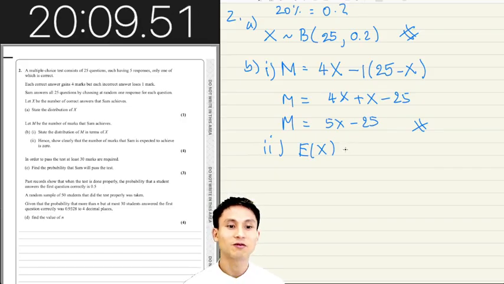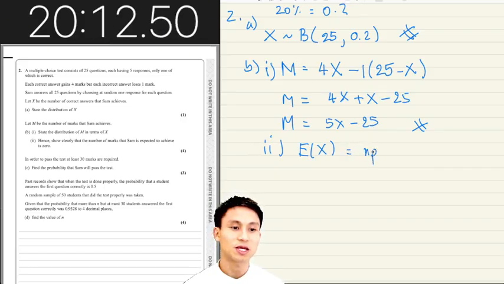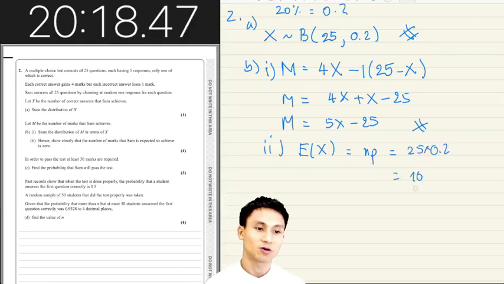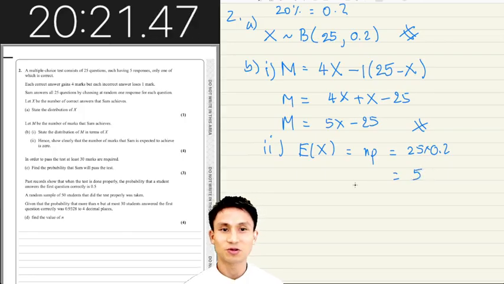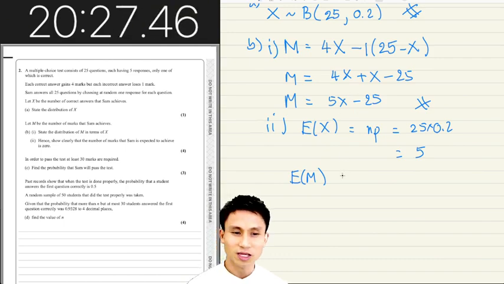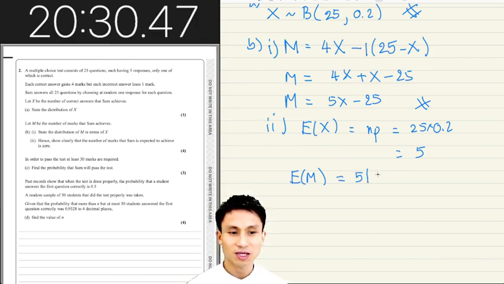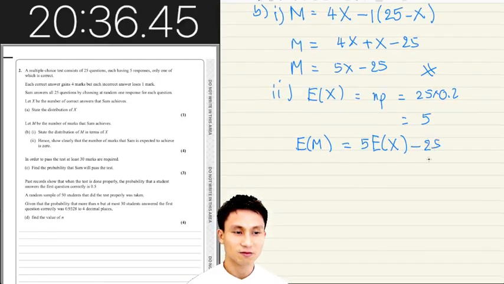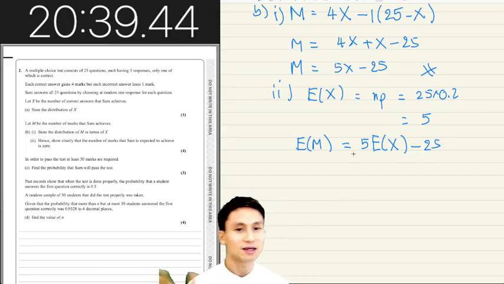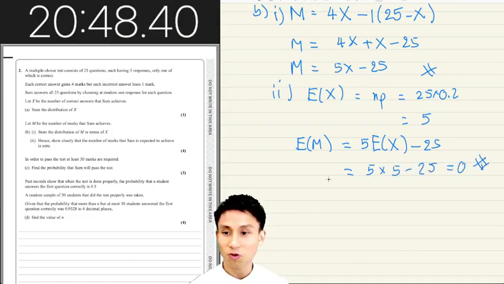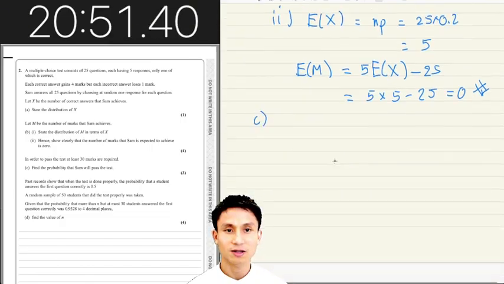So expected value for the distribution x would be just np. Okay, so that's 25 times 0.2, which is 10. No, that's 5, sorry. Just do the mental math there. And because expected value of the mark is just doing the coding here, so to speak, it's going to be 5 times expected value of x, minus 25. Similar to coding, right? The way you find the different variable from the coding equation. So it would just be 5 times 5 minus 25, which is 0 as required.